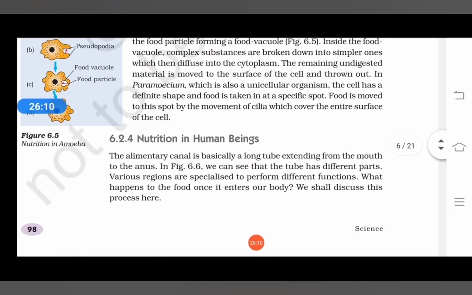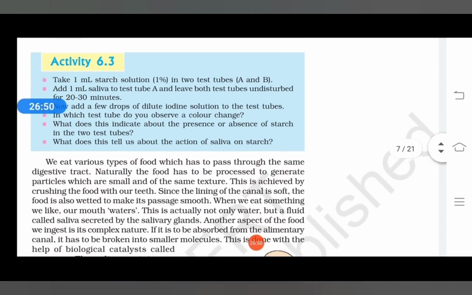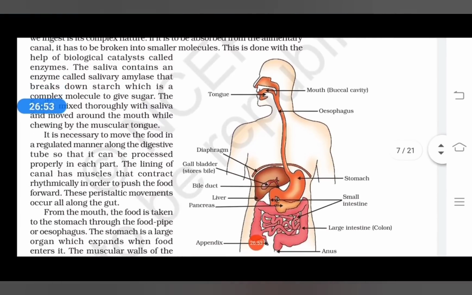Next we will see nutrition in human beings. The alimentary canal is basically a long tube extending from the mouth to the anus. We can see that the tube has different parts. Various regions are specialized to perform different functions. What happens to the food once it enters our body? We shall discuss the process here. So first you see the diagram.